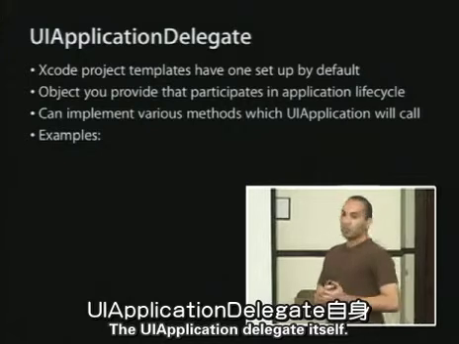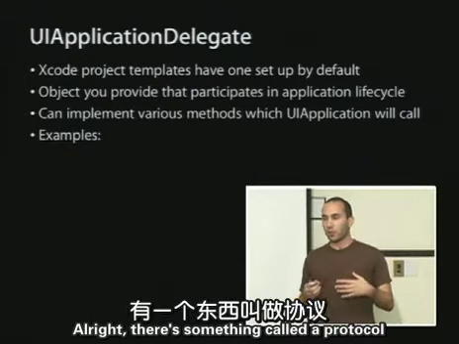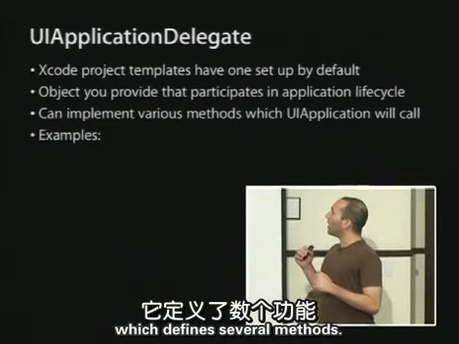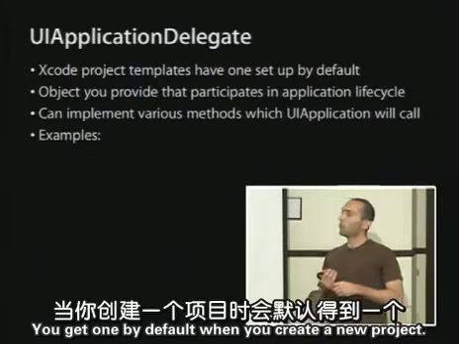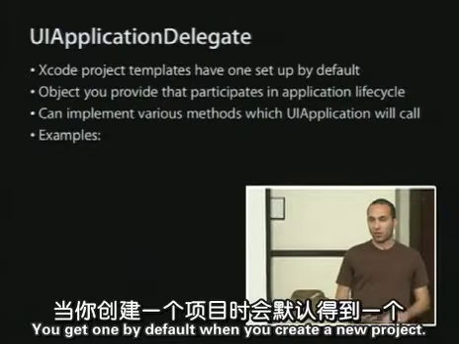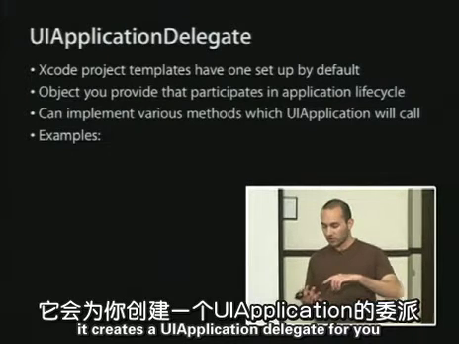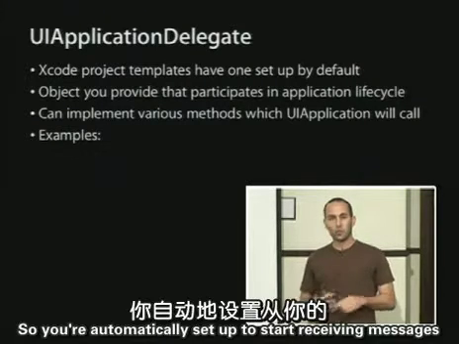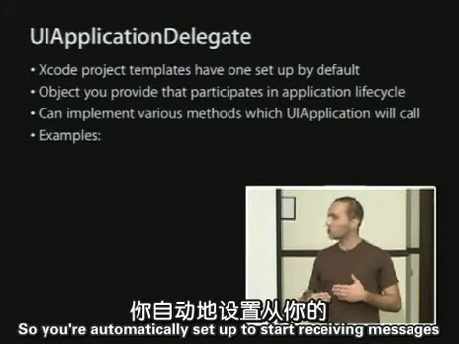The UI application delegate itself, there's something called a protocol, which defines several methods. You get one by default when you create a new project. So when you create a new project, it creates a UI application delegate for you, and it assigns it in your nib. So you're automatically set up to start receiving messages from your application.